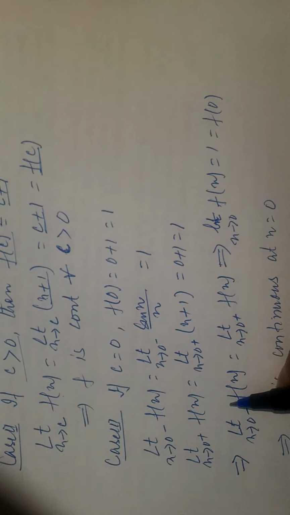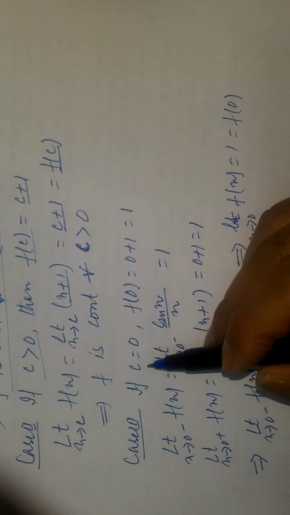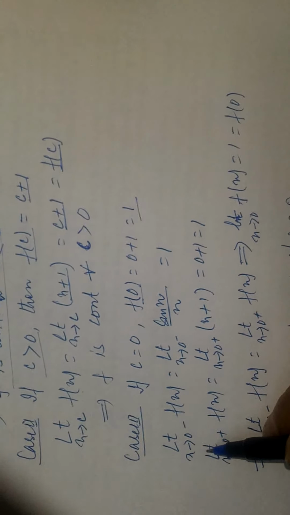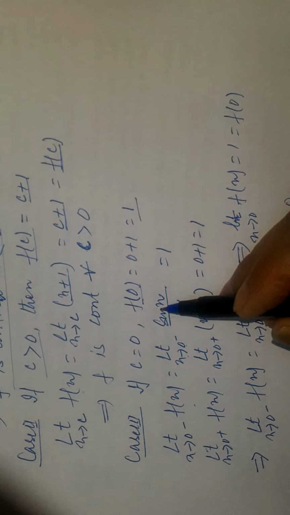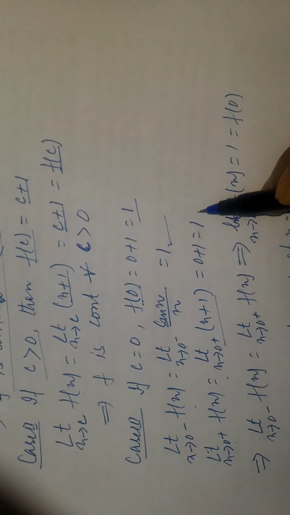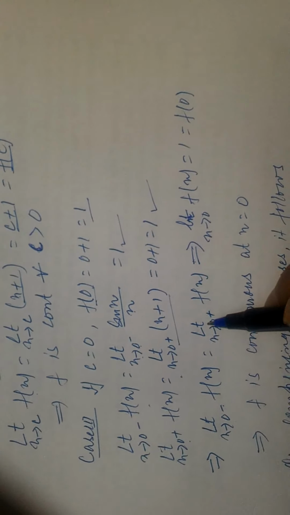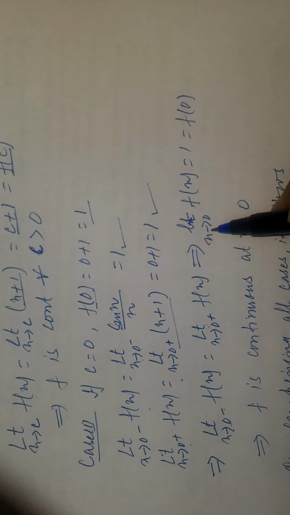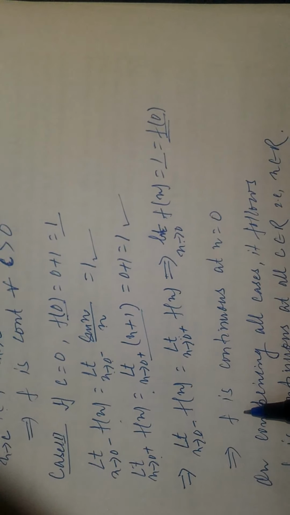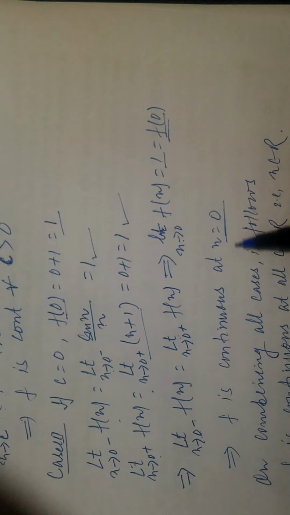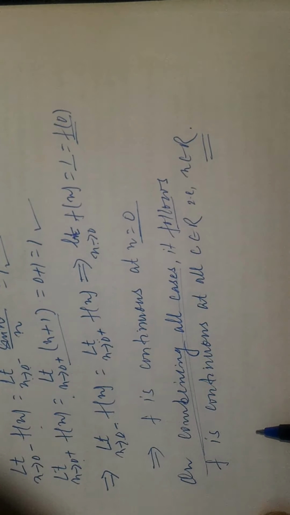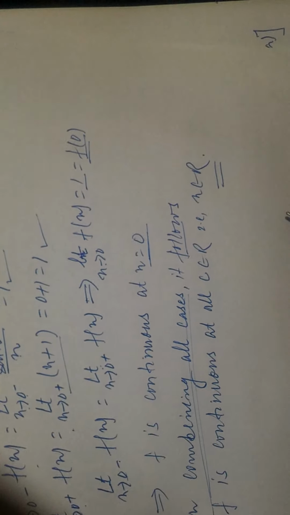Now at c equal to 0, f of 0 is 1. The left hand limit as x tends to 0 of sin x by x is 1. The right hand limit, again, is 1. The left hand limit and right hand limit are equal, so the limit exists and is equal to 1, which is equal to f of 0. So we say that f is continuous at x equal to 0. On combining all the cases above, it follows that f is continuous at all c, or we can say all x belongs to R.